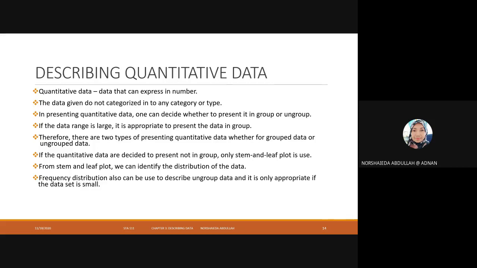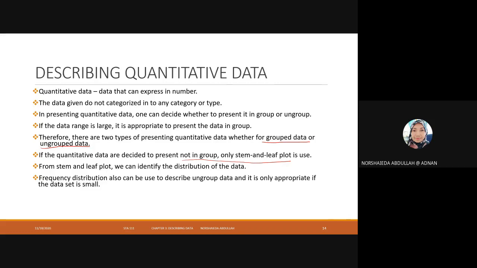So for the table, we have frequency distribution for grouped data and also frequency distribution for ungrouped data. And for chart or display, for ungrouped data, we can only use stem and leaf display. For grouped data, we can use either histogram, OGIVE, or frequency polygon, right? So what is grouped and ungrouped data?